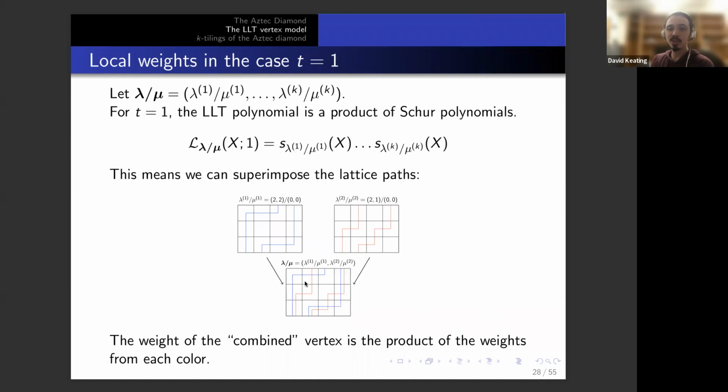And now we get some, say, k-colored vertex model, where at a face, we just look at the product of the weights for each color. So now the hope is that when we set t not equal to 1, the coinversion actually maps to a nice local weight in this combined vertex model. And it turns out that that is the case.